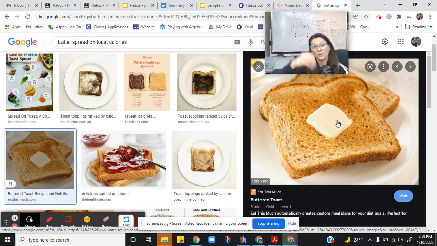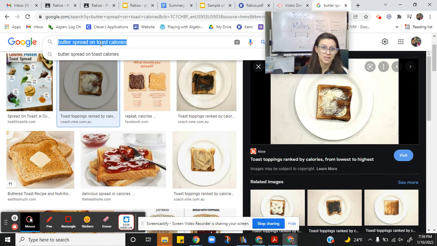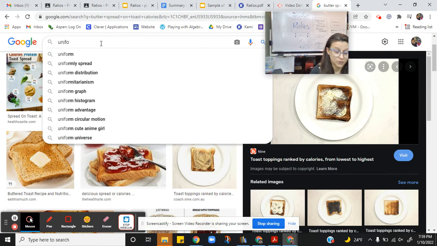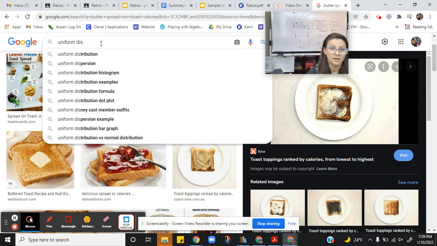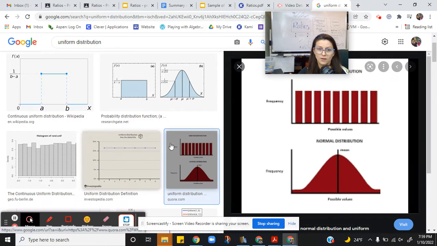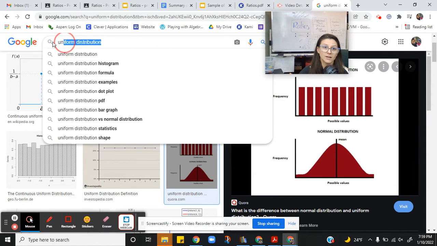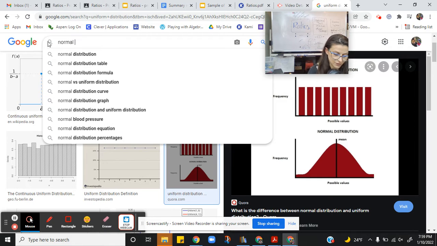The measures of spread will be close to zero when the butter is spread out evenly. That's a uniform distribution, meaning it's all spread out the same, and that looks like this. A uniform distribution. It's just going to be sort of flat all the way across. And then a normal distribution as butter. Let's see if somebody's been clever enough to come up with that image. A normal distribution.